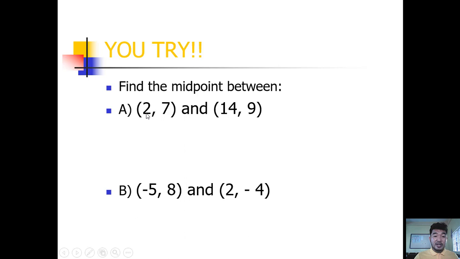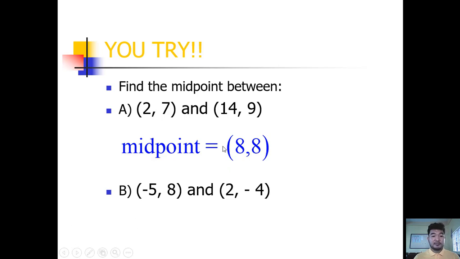Okay, for letter A, we have 2, 7 and 14, 9. For letter B, we have -5, 8 and 2, -4. So para makuha natin yung midpoint, anong gagawin? We have to add 2 x's. Our first x is 2 and our second x is 14. So 2 plus 14 is 16. Divide it by 2, so you will have 8. And then next, to get the y, you have 7 plus 9. 16 divided by 2 is also 8. So our midpoint is at 8, 8.